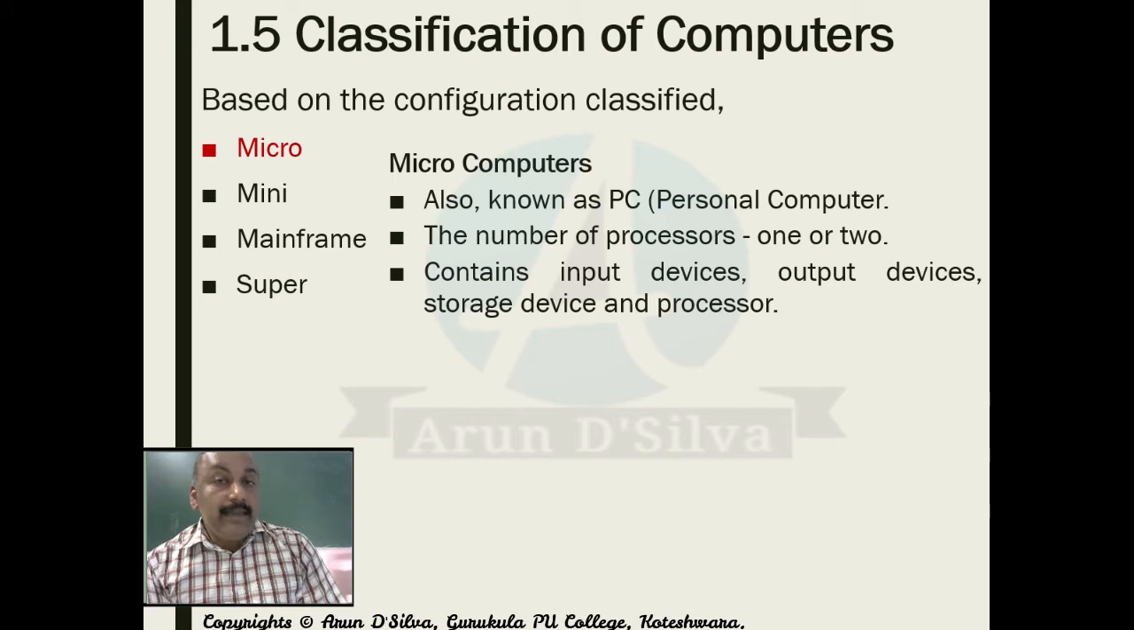And it contains input devices, output devices, storage devices, and the processor. For inputting purpose, you may use keyboard, mouse, and for the output purpose, you can use hard copy and the soft copy on the monitor. For storing purpose, you can use hard disk, external hard disk, and processor. Different types of processor are there: Intel make, AMD make, etc.